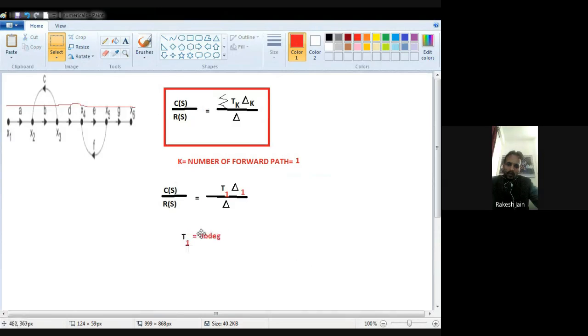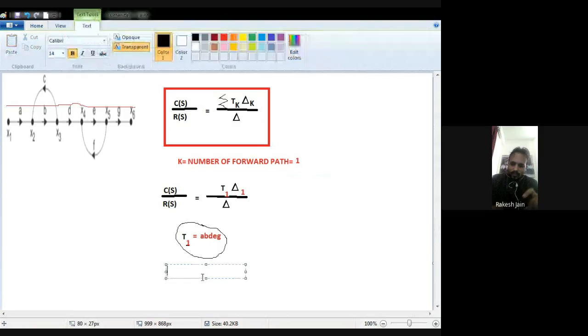Okay. Then what will be my next step? Find the value of the forward path gain. So here only one forward path, so I just find the forward path gain A, B, D, E, G. Okay. Now what is my next step? Find the number of loops and loop gain. So I will find the number of loops.